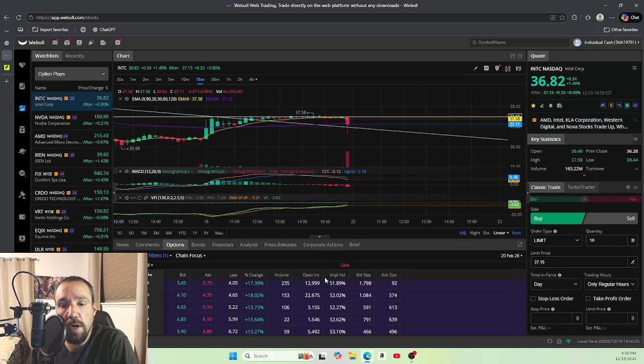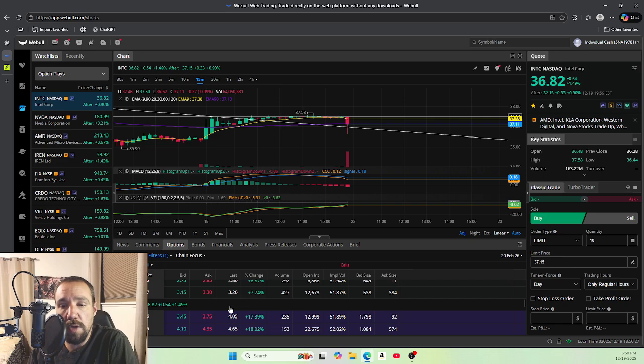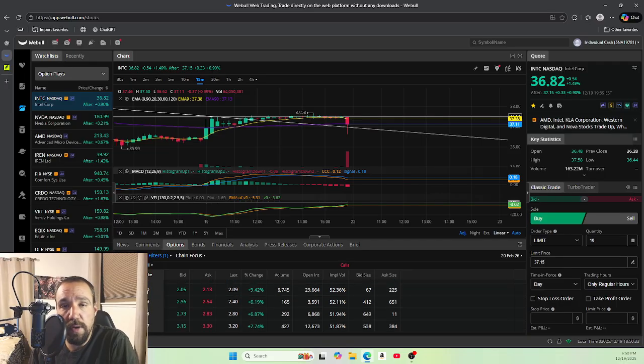So we're looking at calls, so the price is going up, or is looking to go up. If you look at, say, the $40, because that's a nice round number and easy to math, this is the strike. So this contract is written as the rights to buy Intel at $40. And you're going to look at it and be like, well, that's crazy. It's $36.82. Why would anybody want to buy it for $40?